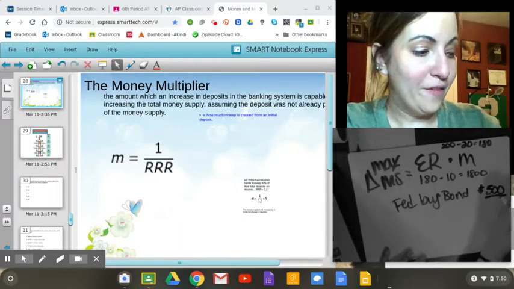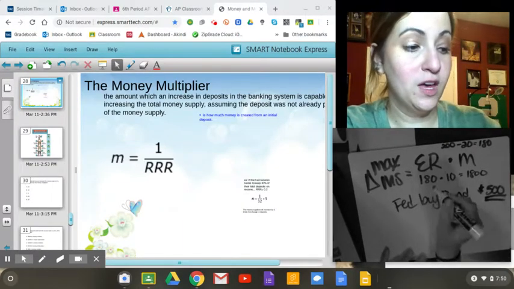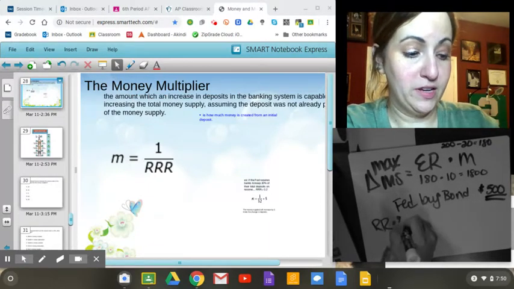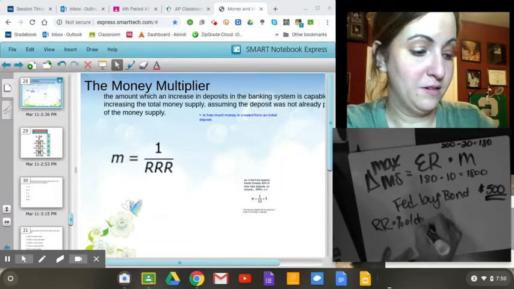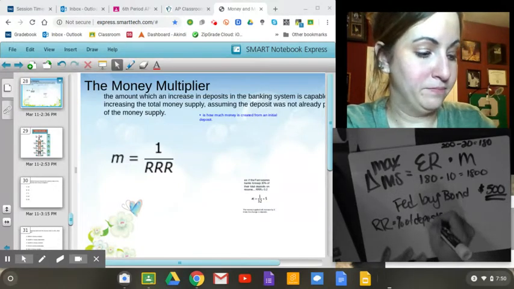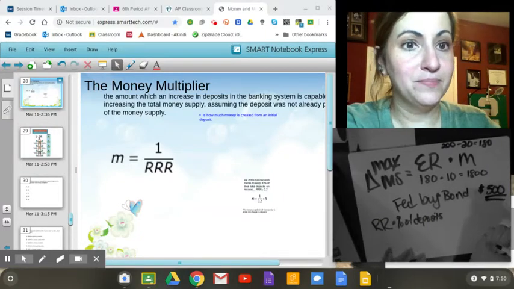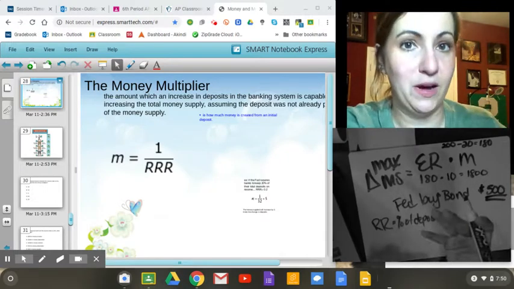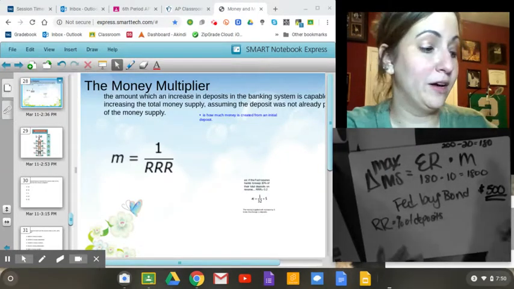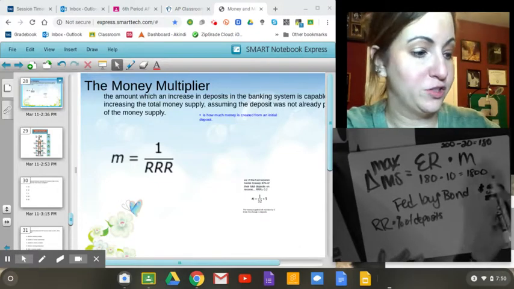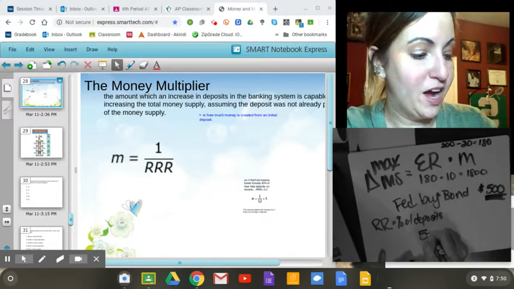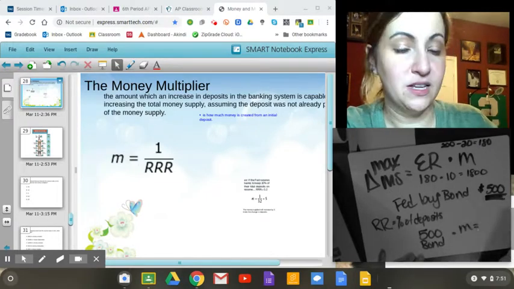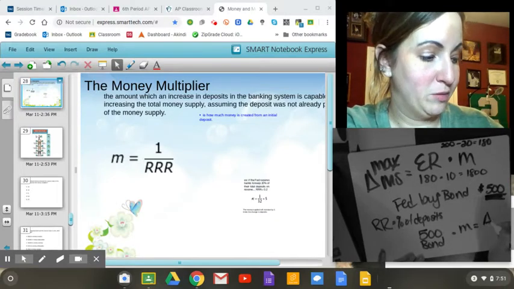Well, all $500 is going to go into excess reserves, because if you remember, the definition of required reserves is a percent of deposits. Buying a bond is not a deposit. It's a bond. It's not money. It's not a customer coming in to make a deposit to their account. It's the Federal Reserve buying a bond. And all $500 goes into excess. And so it's the entire $500 bond times that money multiplier is going to give us some sort of max change in money supply.